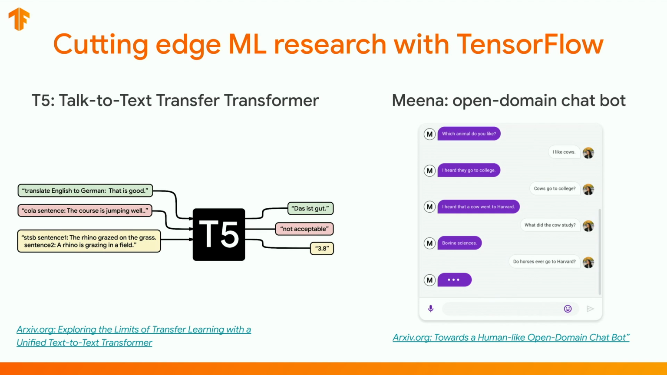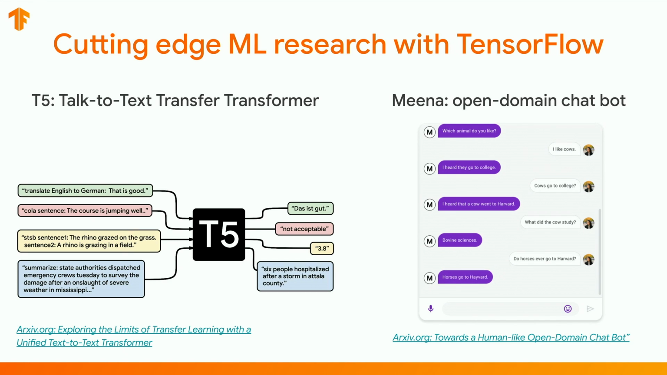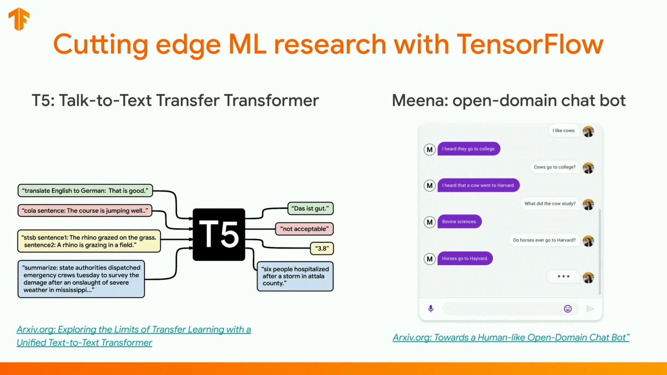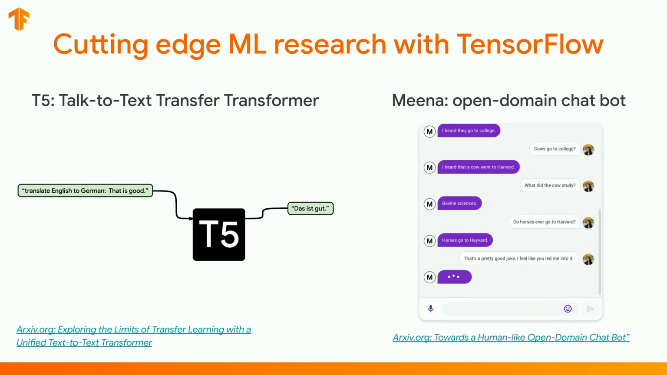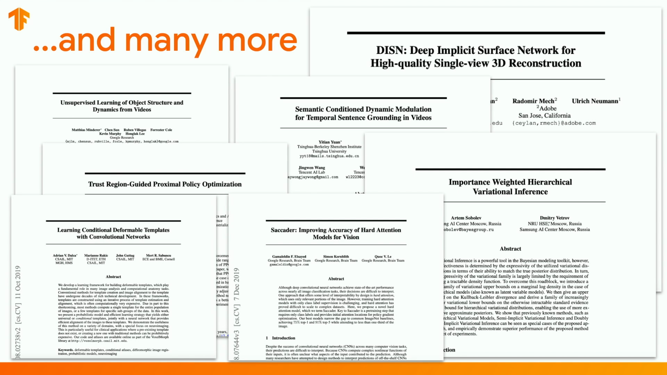Meanwhile, Meena, the conversational model on the right, has over 2.6 billion parameters and is flexible enough to respond sensibly to conversational context. Both of these models were built using TensorFlow. And these are just a couple examples of what TensorFlow is being used for in research. There are hundreds of papers and posters that were presented at NeurIPS last year that use TensorFlow. We're really impressed with the research produced with TensorFlow every day, at Google and outside of it. And we're humbled that you trust TensorFlow with your experiments, so thank you.